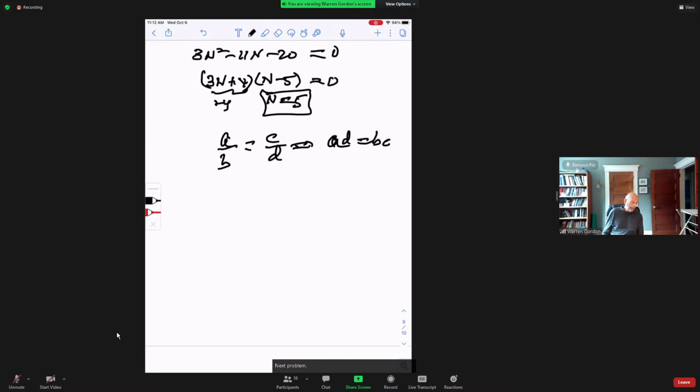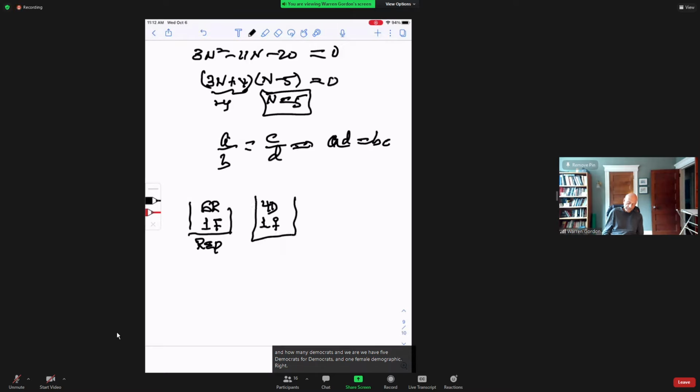Next problem, we had 7 Republicans, right? So we had 6 Republicans and 1 female Republican. So these are the Republicans. And how many Democrats did we have? We had 5 Democrats: 4 Democrats and 1 female Democrat, right?